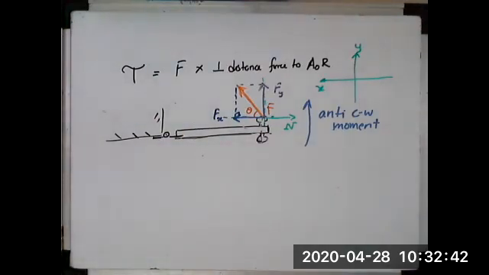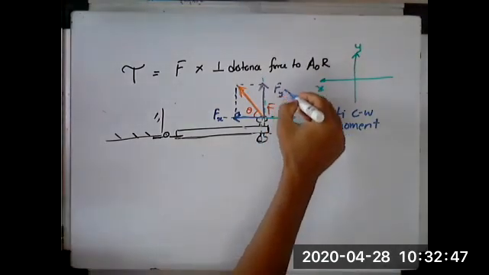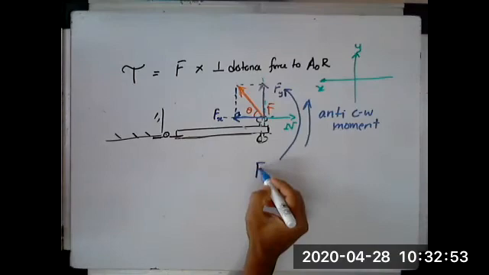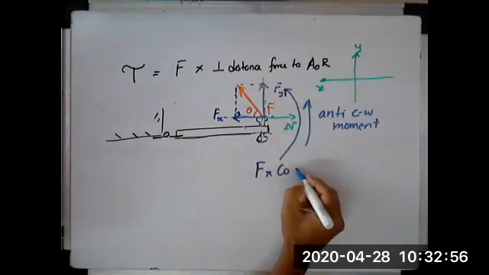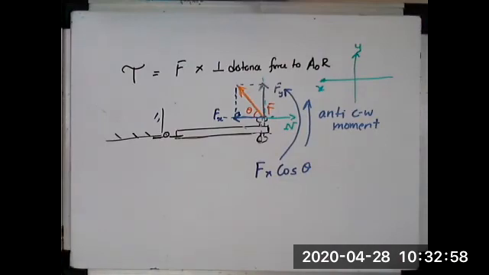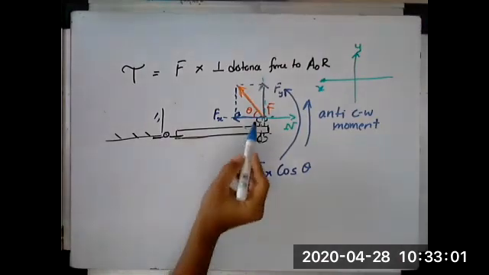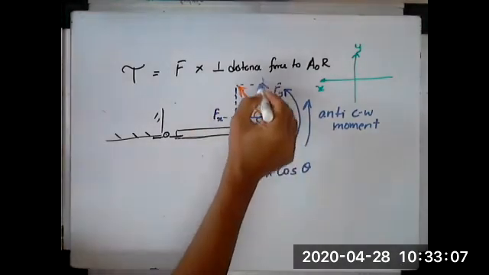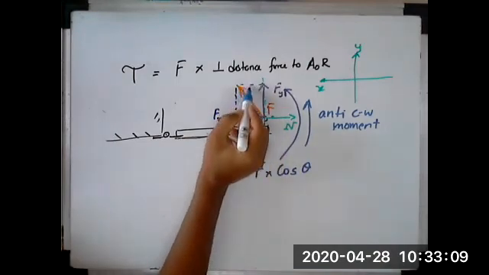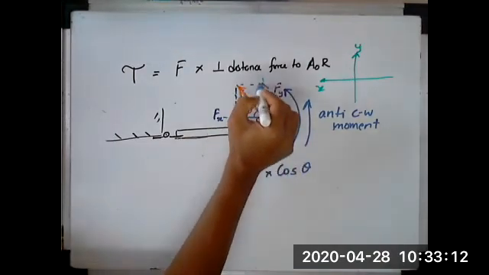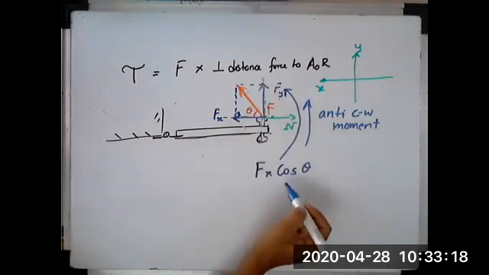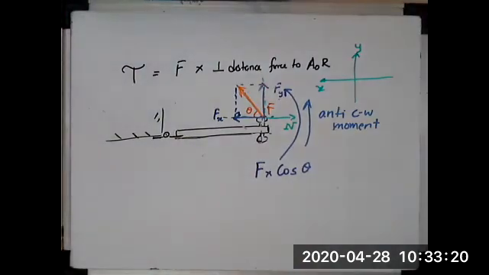So therefore, it can be argued, and I won't take you into it, that this Fy can be written as F, the main force, multiplied by cos of theta. Because this is F, and you want to know what this is. If this is theta, this is also theta. So if you look at this right-angle triangle, this side can be written in terms of this length, in terms of F times cos theta.